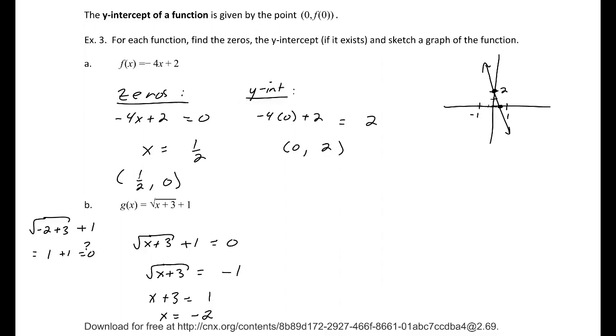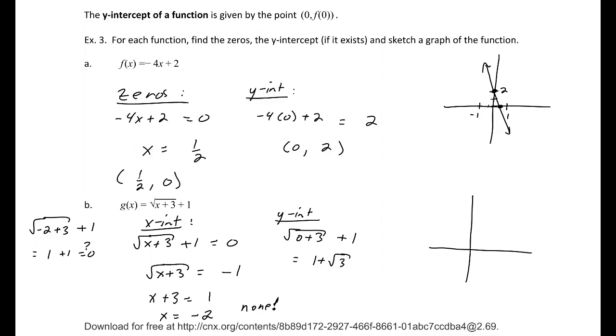Okay, and in fact, this is a square root function. I'm going to go ahead and sketch the graph over here. Actually, no, let's find the y-intercept first. This was our x-intercept, and there is none. So for our y-intercept, we will plug in 0, so the square root of 0 plus 3 plus 1, which is 1 plus the square root of 3. So this function has a y-intercept of 1 plus the square root of 3, which is roughly 2.73.